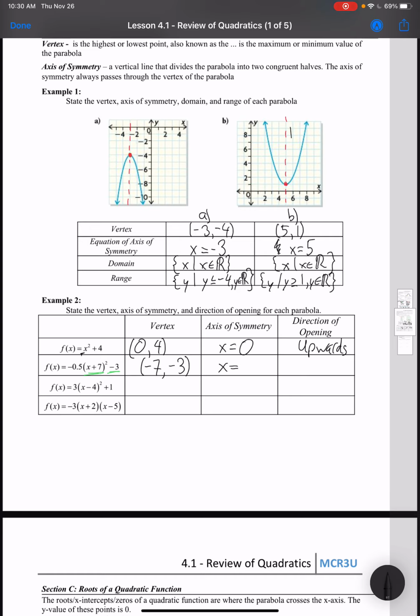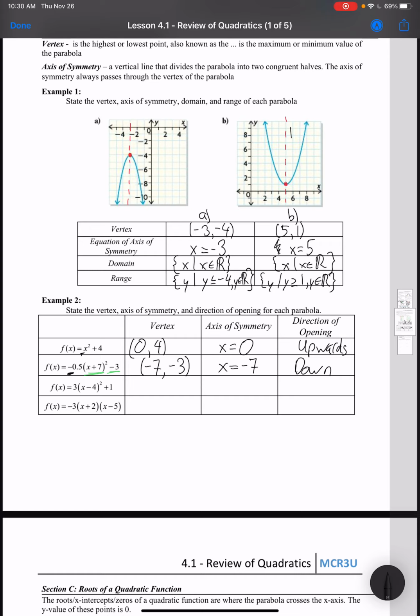So your axis of symmetry then is just equal to the x value in your vertex, so -7. To find out the direction of opening, go over to your function over here. You have a negative sign out in front, and that's going to mean you open down or downwards.